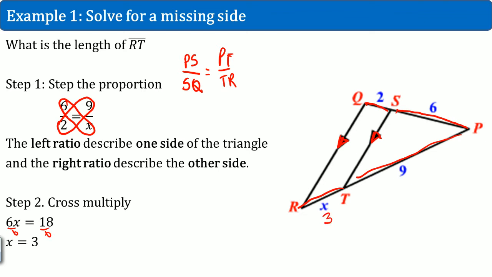That makes sense because take a look. 6 over 2 equals 9 over 3. Does that make sense? 6 over 2 breaks down to the number 3. 9 divided by 3 is 3. So it works. It checks out.